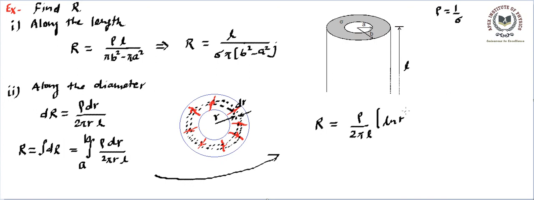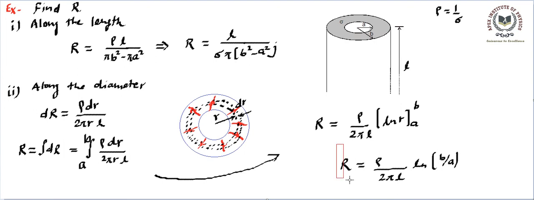So we can put the limits. Limits will run from a to b. Using the properties of logarithm, you will find it will become ultimately ln b by a. So our answer will become r is equal to rho upon 2 pi l into ln b by a, where b is the outer radius, a is the inner radius.